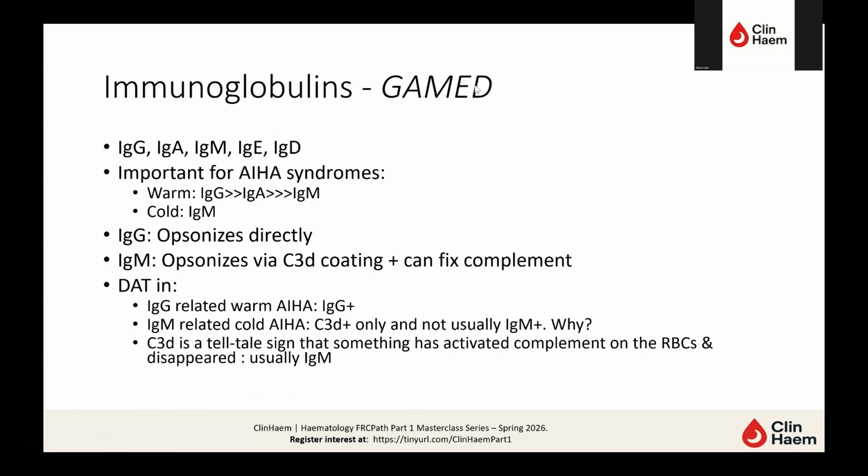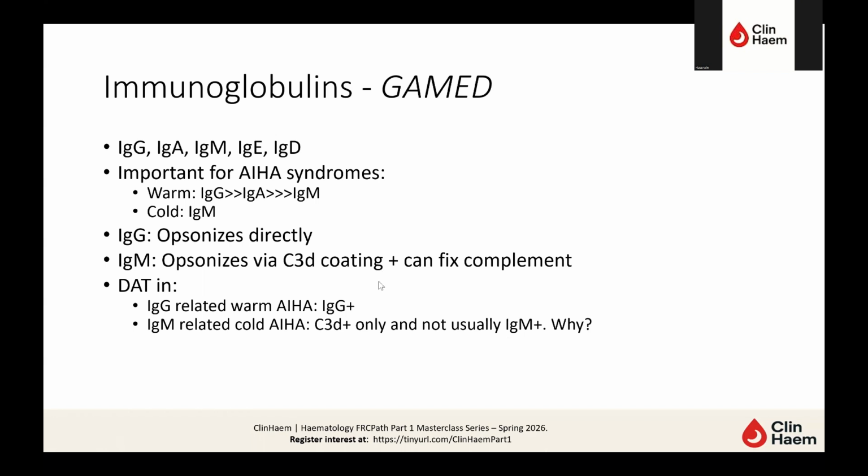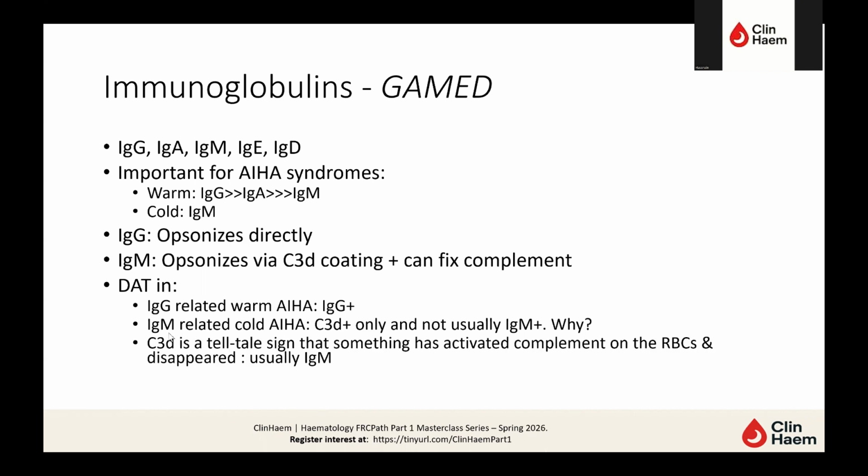Okay, no questions there. So I hope it is clear. In warm AIHA, you would see DAT positive to anti-IgG. In cold, you would see only C3D. You won't see IgM because by the time you're testing it, the temperature has gone high and is not suitable for IgM to remain bound on the cells. They will disappear, and the only thing that will be positive would be C3D. So if you see a DAT positive for C3D, that's a telltale sign that something activated the complement on the red cell, but now it's not there anymore, and that's most commonly a cold IgM antibody.